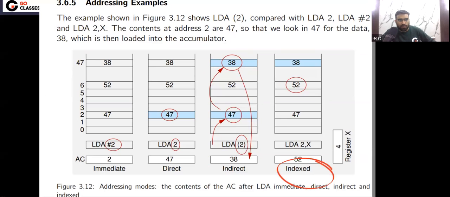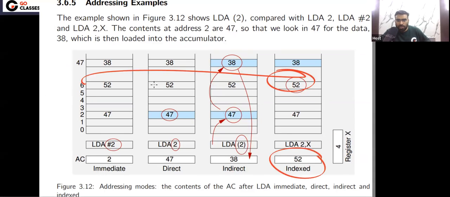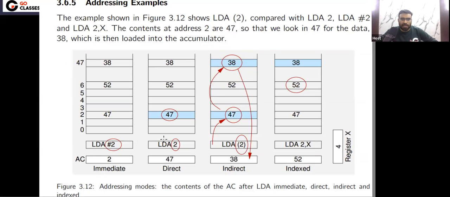In the indexed mode, what will happen? This is your register X, this is your index register. So you will add these two, right? 2 plus 4, that is 6. So go to 6, that you will load in the accumulator. Is this clear? In this diagram, you can see these 4 addressing modes: immediate, direct, indirect, indexed. Please tell me, did you understand? Okay, let's move on.